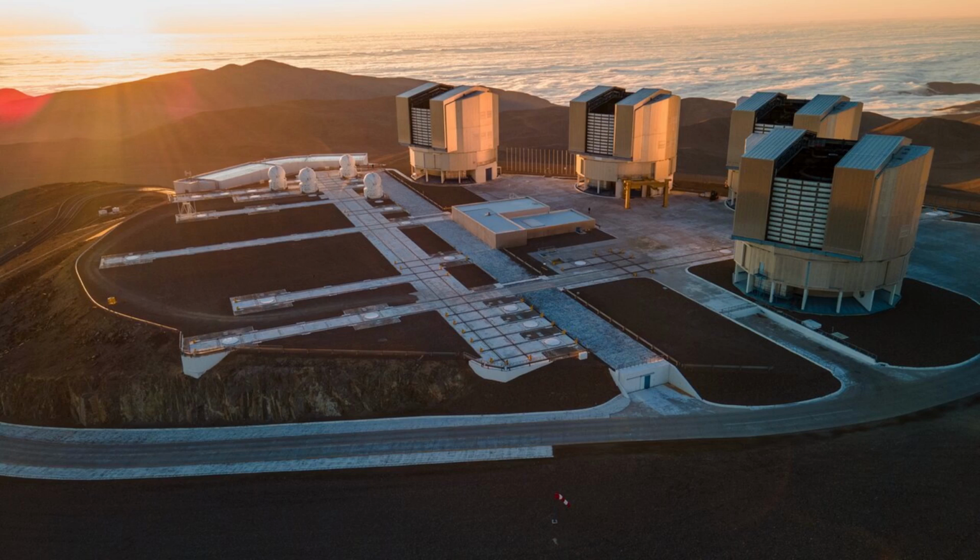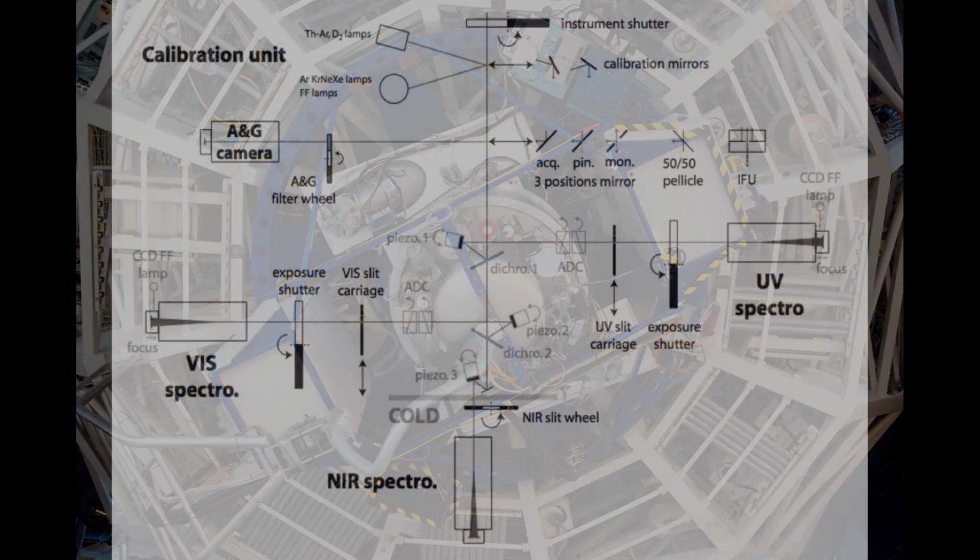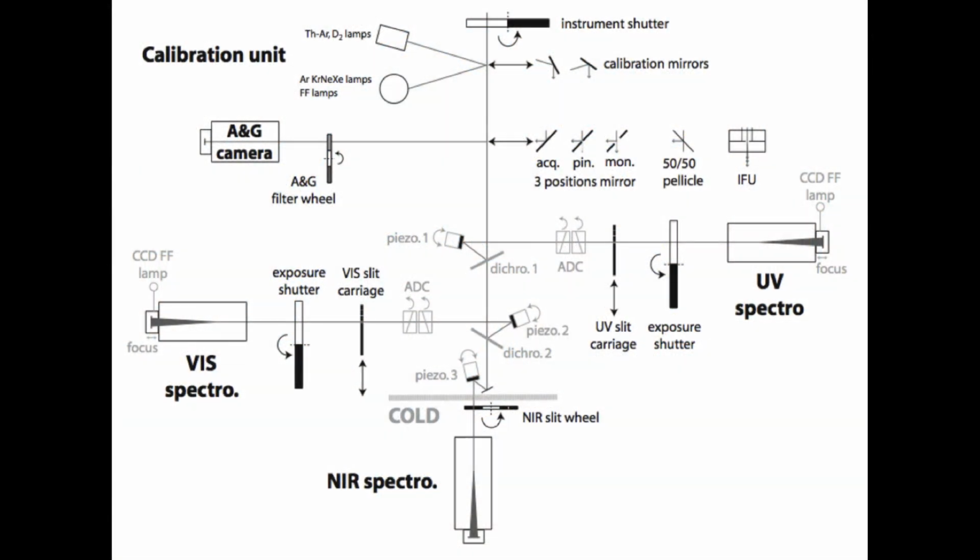X-shooter is a multi-wavelength, medium-resolution spectrograph mounted at the UT3 8.2-meter telescope at Paranal Observatory. X-shooter operates at intermediate resolutions, with a resolving power between 3000 and 18,000, depending on wavelength and slit width. It includes 3 spectroscopic arms optimized for different wavelength ranges: the UV blue arm, the visual red arm, and the near-infrared arm.